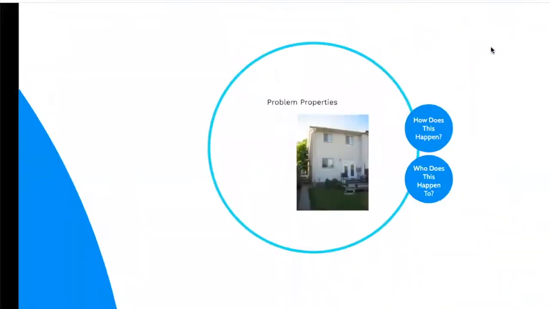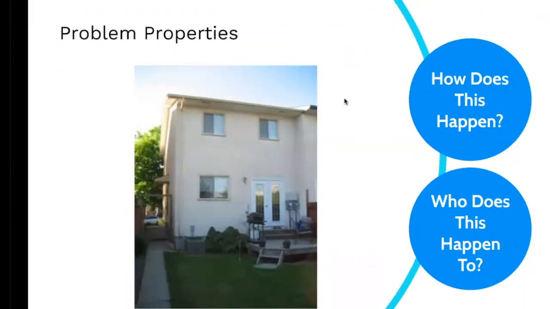What are problem properties? Some very common ones that I see that people get into a problem property with their own property is anything from they really want to be a hands-off landlord and they don't really come around checking on the property and it starts to deteriorate and all of a sudden they've got all these bills they need to do.